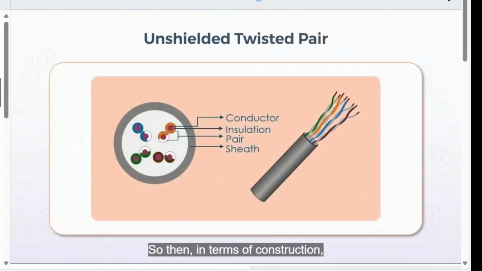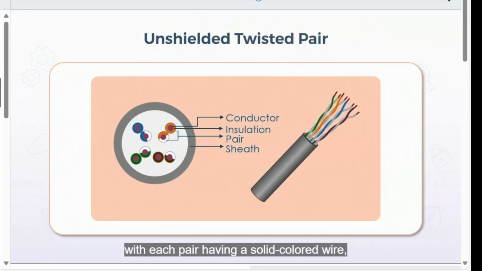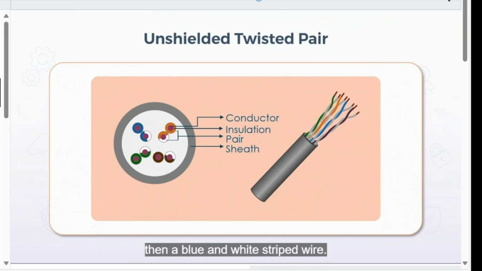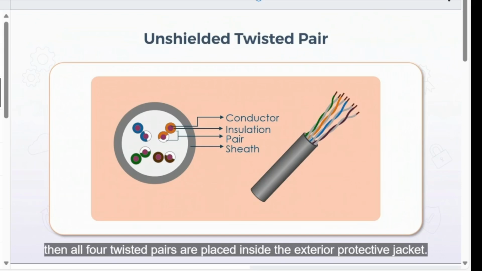So then, in terms of construction, if we look at an example of unshielded cabling, we have the 8 individual wires, which are typically color-coded, with each pair having a solid colored wire, then that same solid color, but with white stripes. So, for example, one twisted pair would be a solid blue wire, then a blue and white striped wire. The solid colors are usually blue, green, orange, and brown. Again, each individual copper wire has its own plastic insulation. Then all 4 twisted pairs are placed inside the exterior protective jacket.